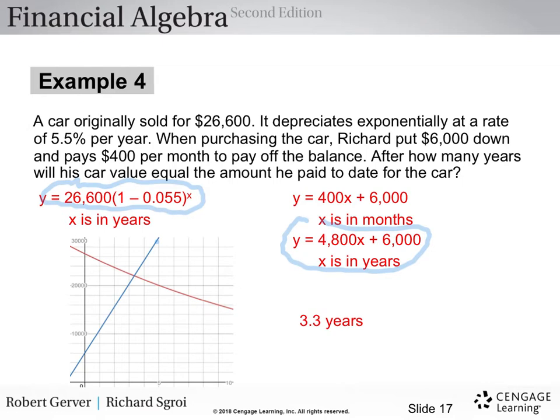Now, the point of interest is this point here where they intersect. Where they intersect, that represents where the value of the car is equal to the amount that has already been paid off to date for the car. And if we look at that down here, okay, it's a little more than 3. In fact, it's about 3.3 years where the value of the car is equal to the amount that has been paid to date for that car.